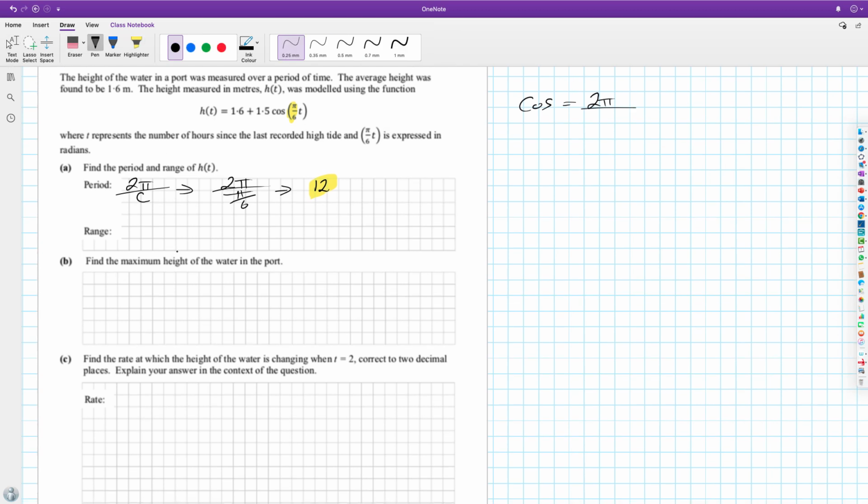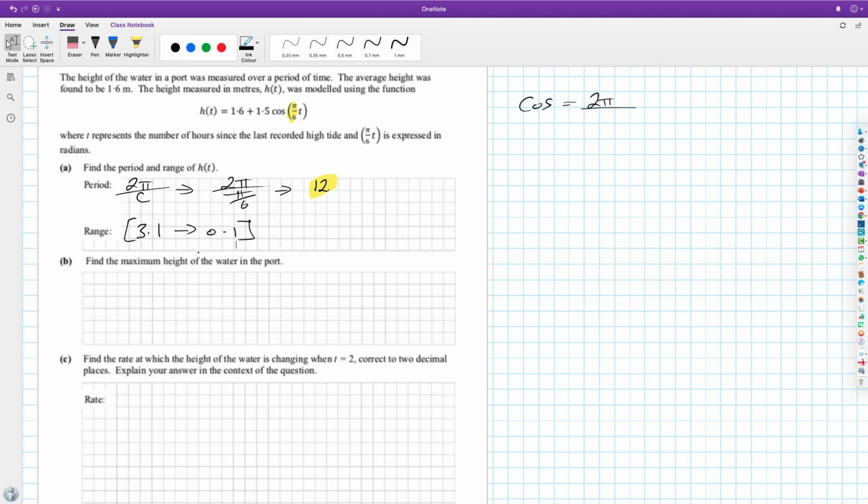The range. Anyone maybe give me the range? Faye, go on, you look confident. Any guess? Brilliant. 3.1 down to 0.1. That's the only mistake you made.